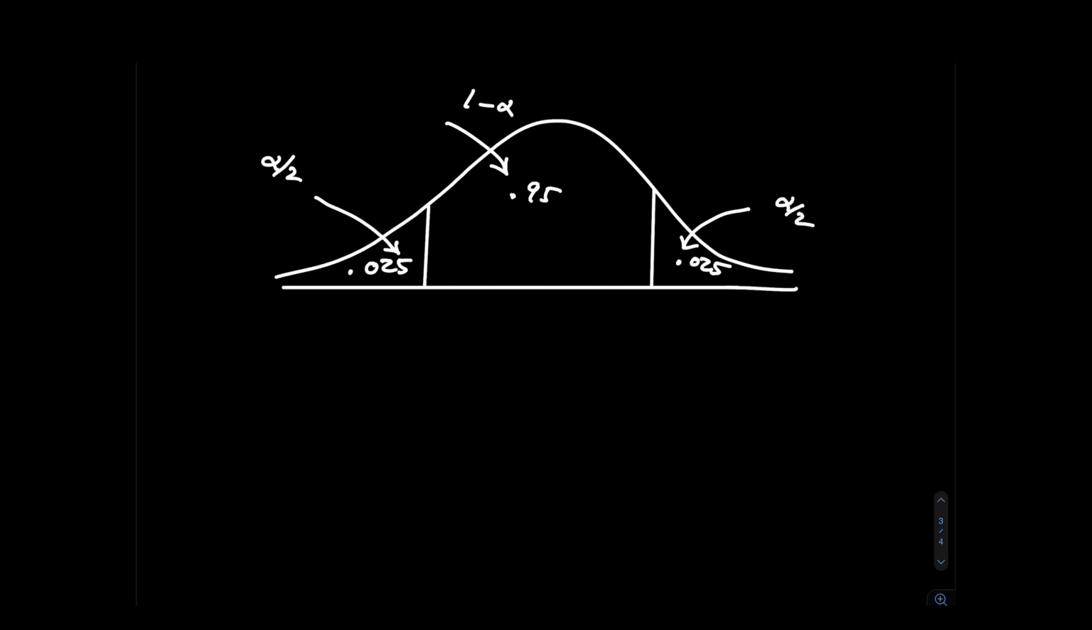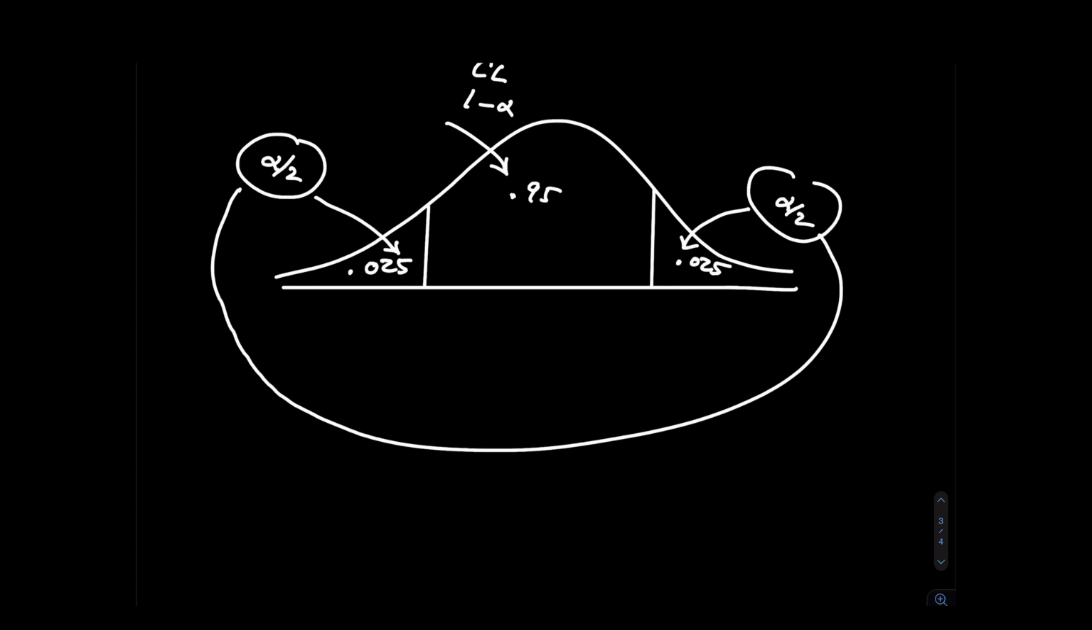1 minus alpha is called the confidence level. And the 2 alpha over 2's combined are known as the significance level. And combined, they're alpha, which breaks into 2 symmetric pieces. So it's extremely important for us to know the relationship between the confidence level and the significance level.